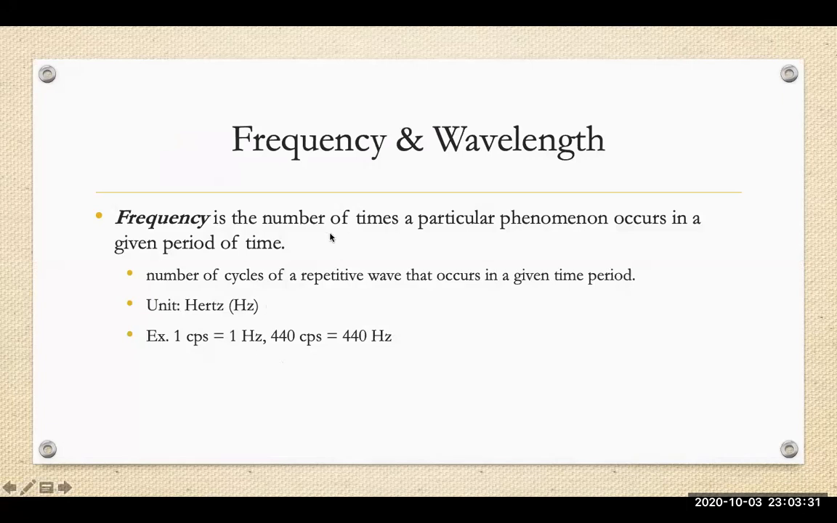Frequency is the number of times a particular phenomenon occurs in a given period of time. In electronics, frequency is the number of cycles of a repetitive wave that occurs in a given time period. The unit of frequency is Hertz, named for the German physicist Heinrich Hertz, who was the pioneer in the field of electromagnetics. 1 cycle per second is equal to 1 Hertz. Therefore, 440 cycles per second is equal to 440 Hertz.